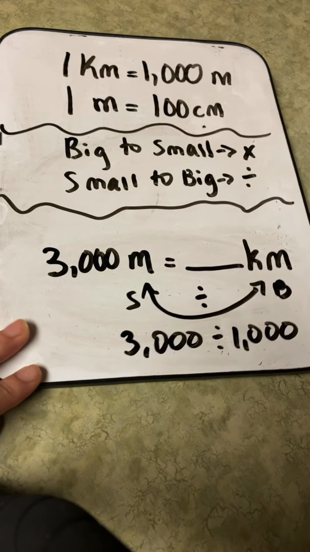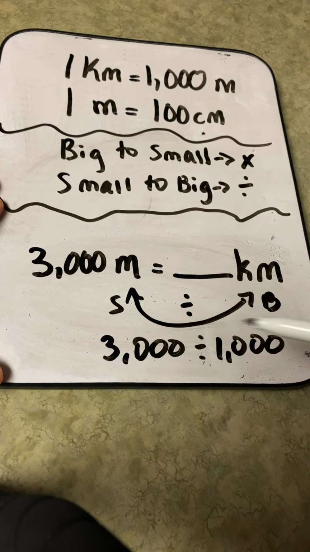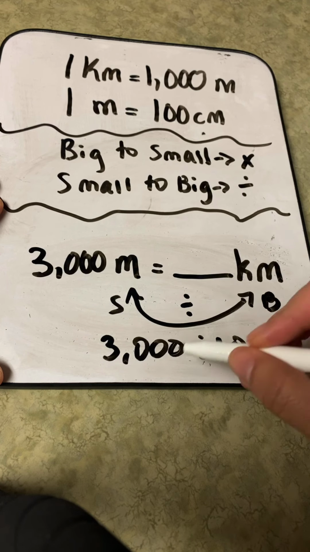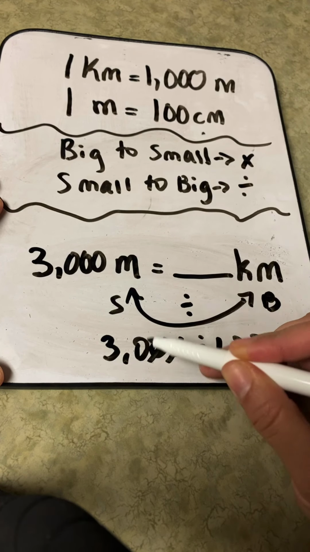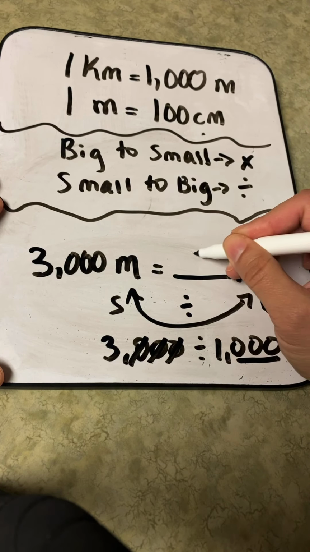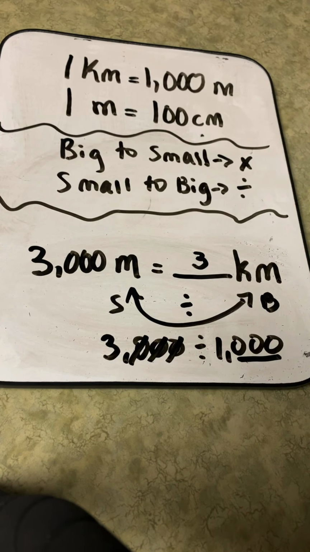And if you use your powers of 10 strategy, since this is a whole number, all you have to do is take away the zeros that you're dividing by. So here we have 3 zeros. So we're going to be taking away 3 zeros from here. And we're left with 3. So 3,000 meters equals 3 kilometers.